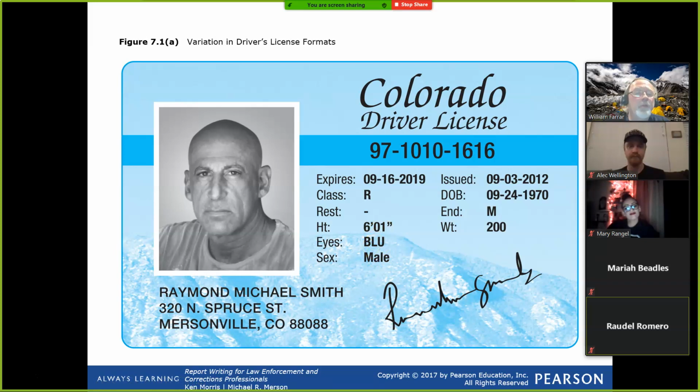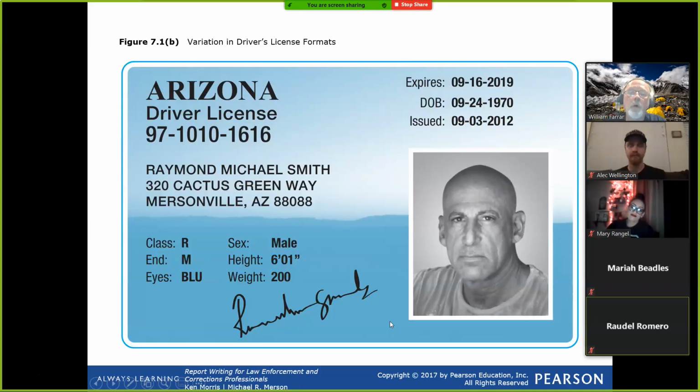If nothing else on a traffic stop, at least look at the picture. If you don't look at anything else, look at the photo and make sure that it resembles the person. Because people do have fake IDs and they try to sneak it around you a little bit. So, just good information to know.